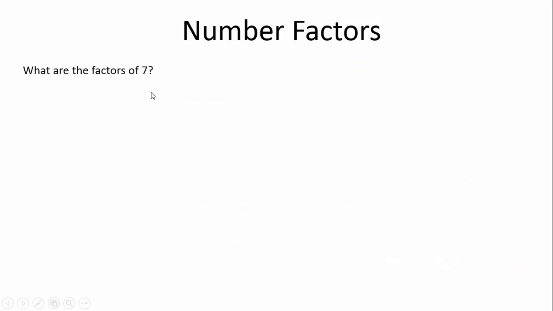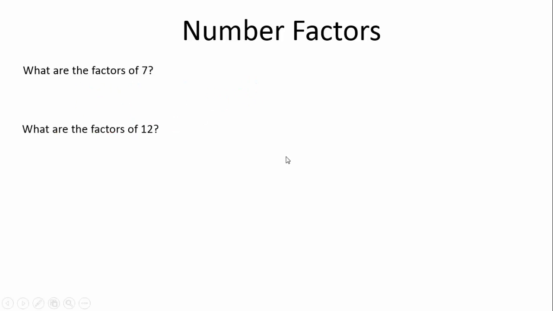Okay, so what are the number factors of 7? So 7 times 1 is equal to 7. We know that. Let us try and find another one. What about 3 times 2? No, that equals 6. That's not a factor. What about 4? No. I mean, if we went 3.5 times 2, that equals 7, but that's a half, that's not an integer. So the only factors of 7 are 7 and 1.